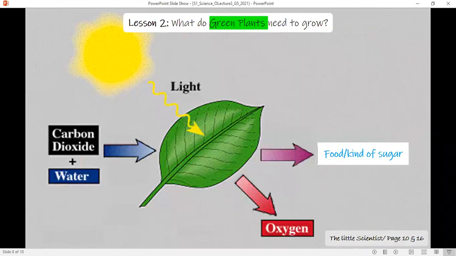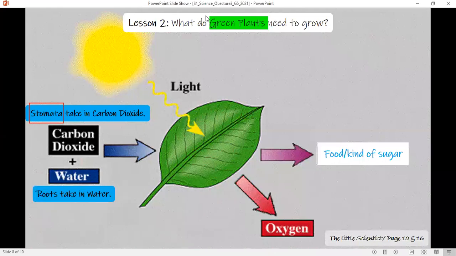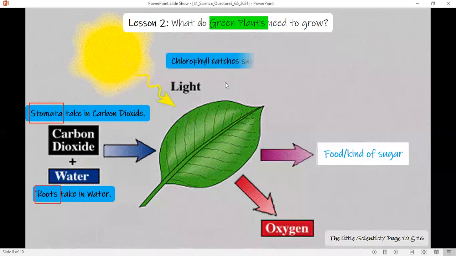Here is a quick review. Plants take in carbon dioxide through their stomata, found on the undersurface of their leaves. So stomata to take the carbon dioxide, or the CO2, the roots to absorb water, and the chlorophyll to catch sunlight energy.